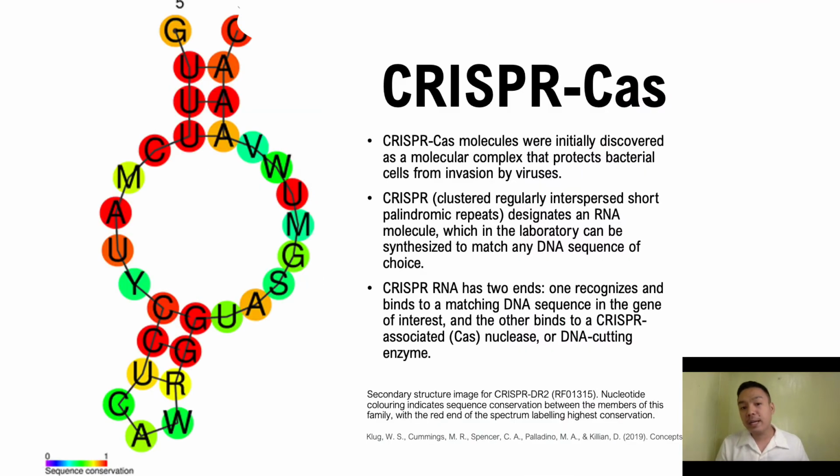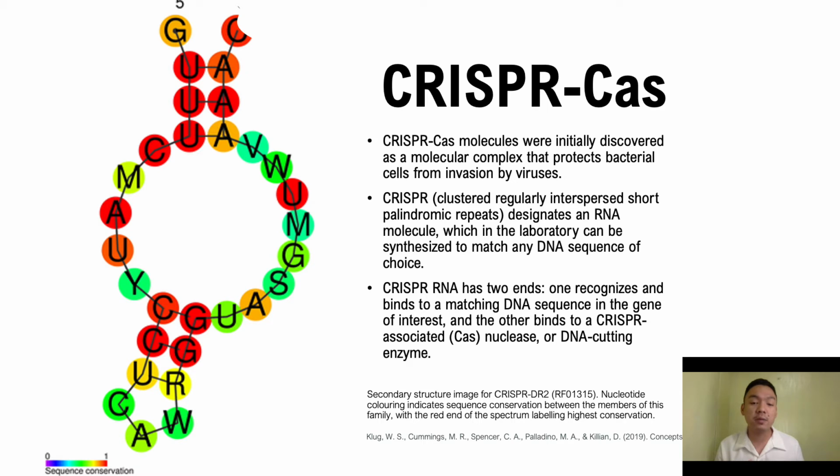So going back to CRISPR Cas, it is highly phenomenal because it was initially discovered as a molecular complex that protects bacterial cells from invasion by viruses, or what we call bacteriophages.